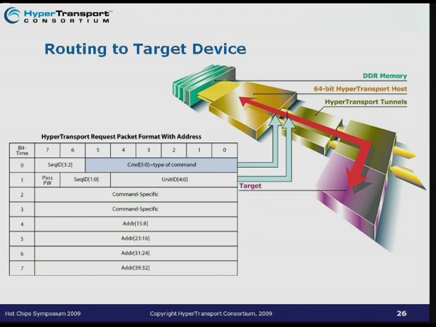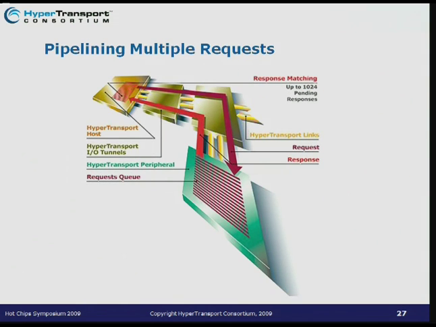Here is an example of how we route packets to reach those peripheral devices. Basically, we have here the command field, and the unit ID is used for reaching the corresponding device when sending those packets. In doing so, remember that when accessing peripheral devices, some of them may be very slow. So we want to be able to pipeline multiple requests so that we can send a new request before the response to the previous one has been returned to the host.